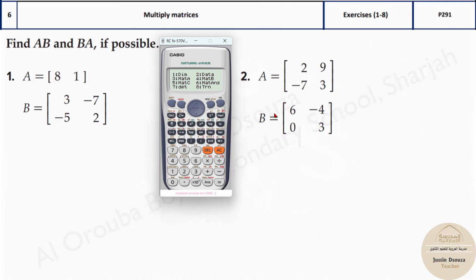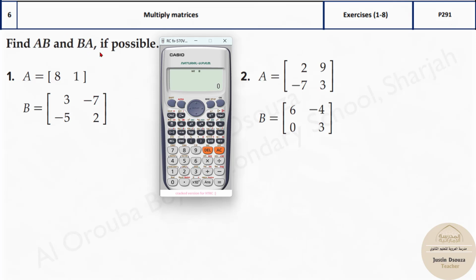Now we have another matrix. Don't press matrix B. This is not the one. You need to press 1 for dimensions and then put in matrix B by option 2. Now here, it's again a 2 cross 2 matrix. So let's press 5 and type in the matrix. 6, minus 4, 0, and lastly we have 3. Now both the matrices are saved and all you need to do is multiply.